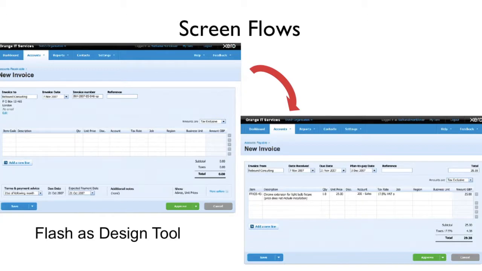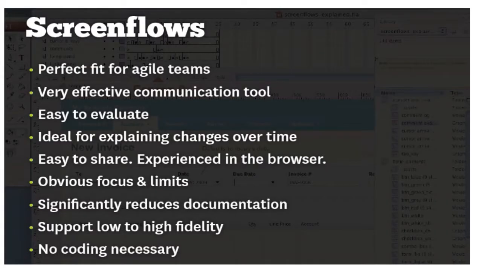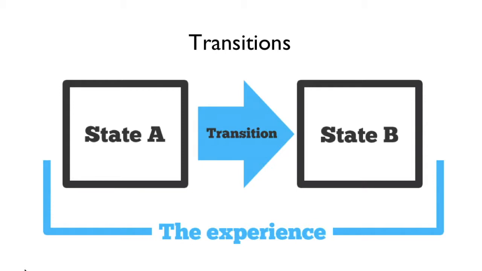So the most important thing is to focus on the flow between the screens and to communicate what happens at different points in time. And so things like Flash or screen flow technology is ideal for explaining changes over time. It can again be experienced in the browser, and it reduces the need for documentation. And that's really because when you're developing user experience, it's really the transition between the states which defines the experience.